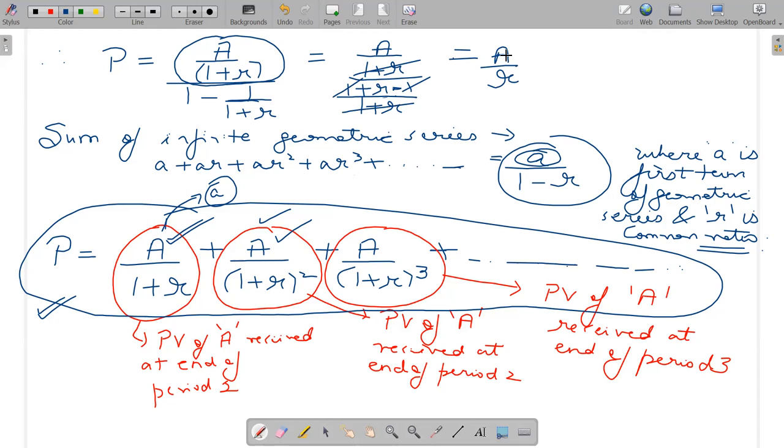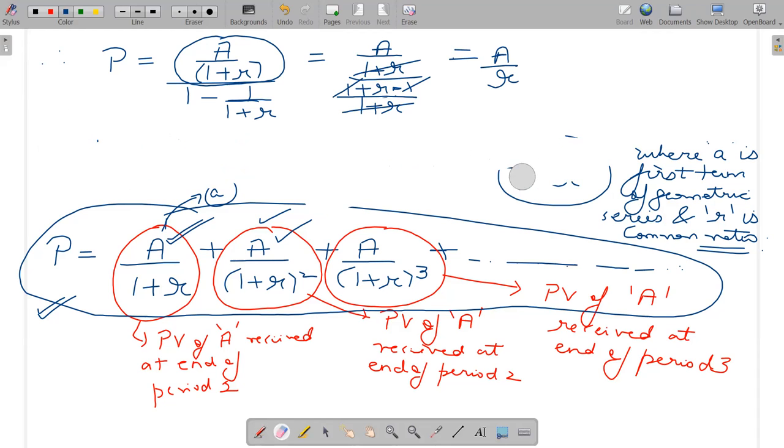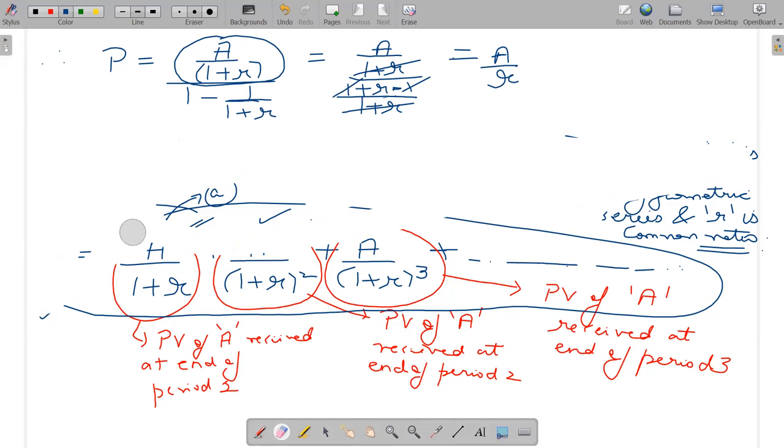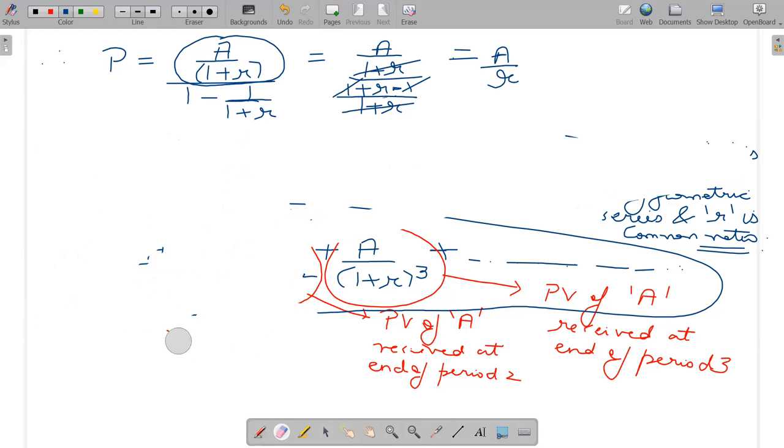So what can I say? If I write it now, erasing this particular part.